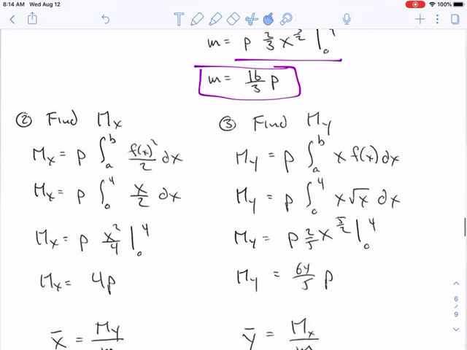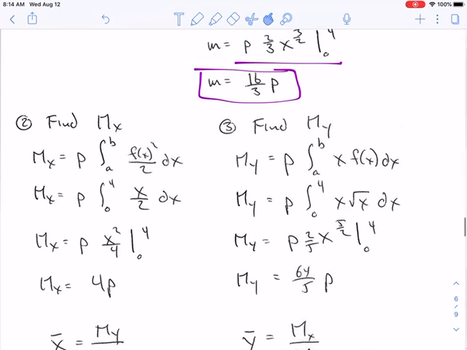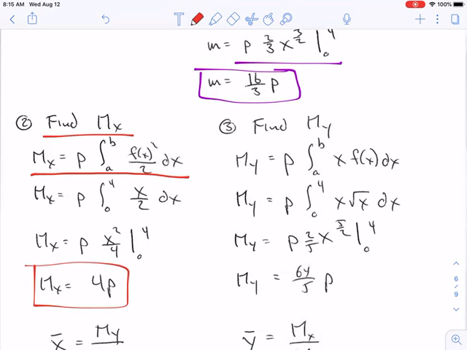Then we want to find the total moment about the x-axis. And so that is this formula. I always like to write down the formulas just to help me remember them. The moment about the x-axis is rho times the integral from a to b of f of x squared divided by 2. And so the square root of x squared is x, divided by 2. Finding the antiderivative of that, we get x squared over 4 times rho. Evaluating it, the moment about the x-axis is 4 rho.